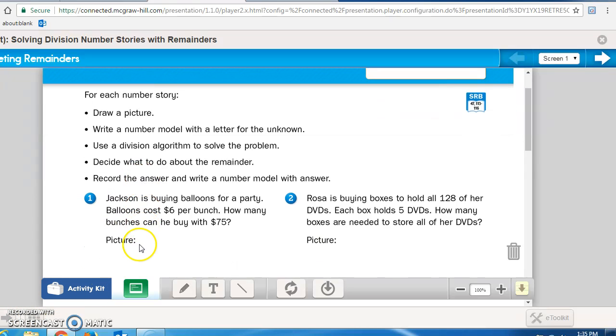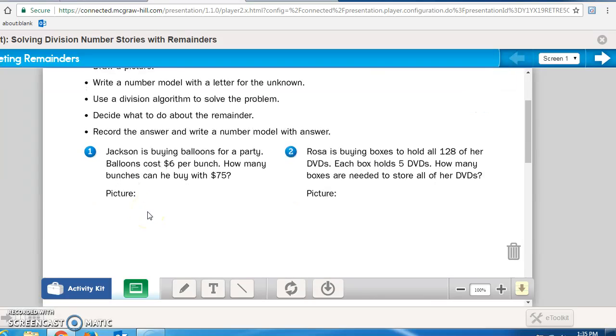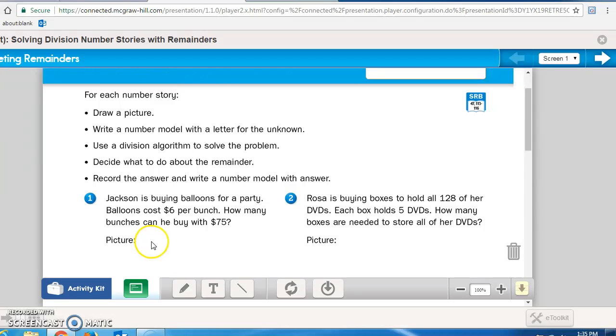You can pause the recording now if you want to turn to page 209, but make sure you do each one of these before you do it. 209 and Math Journal page 210 are the assessment check-ins. I am going to do one with you to make sure you've had enough practice, and I'm going to show you how to walk through it.